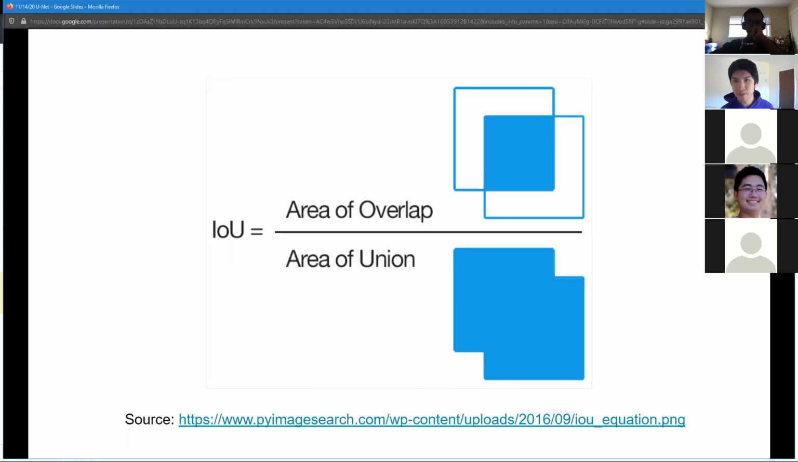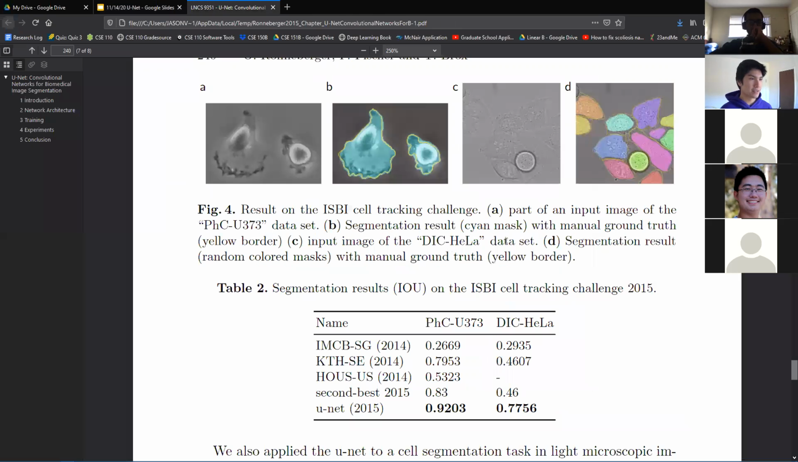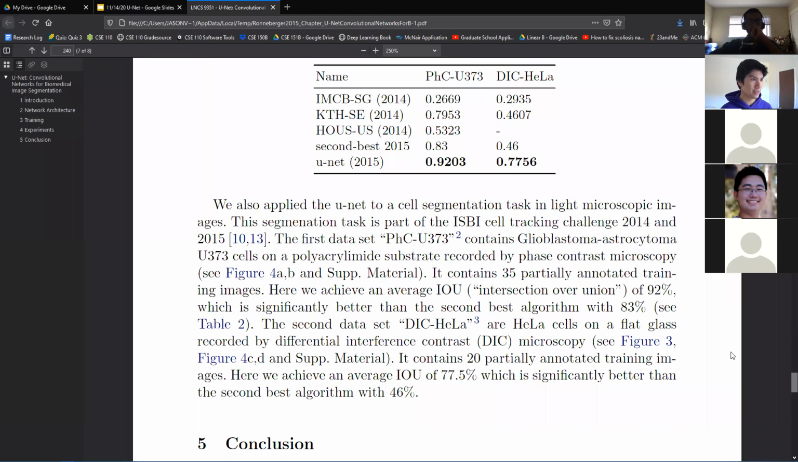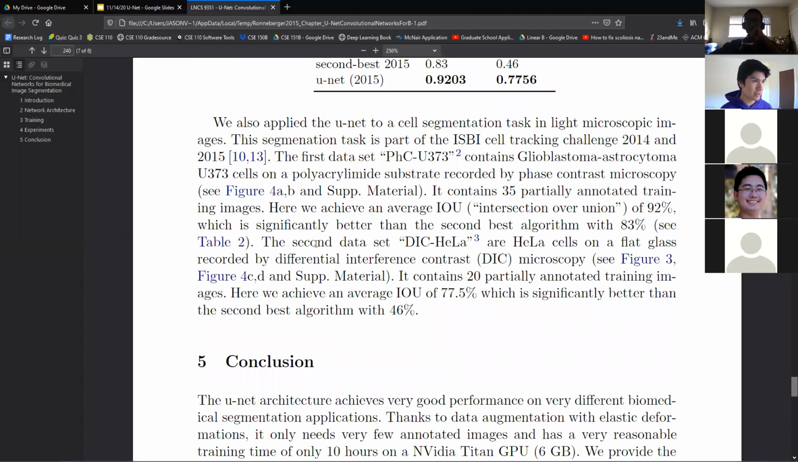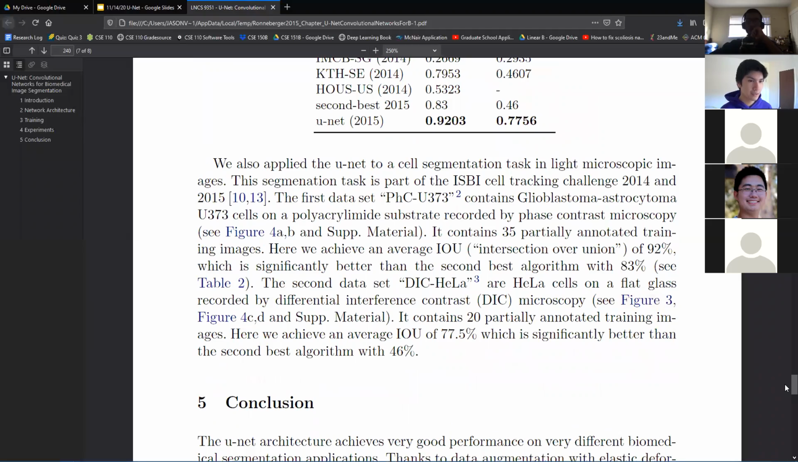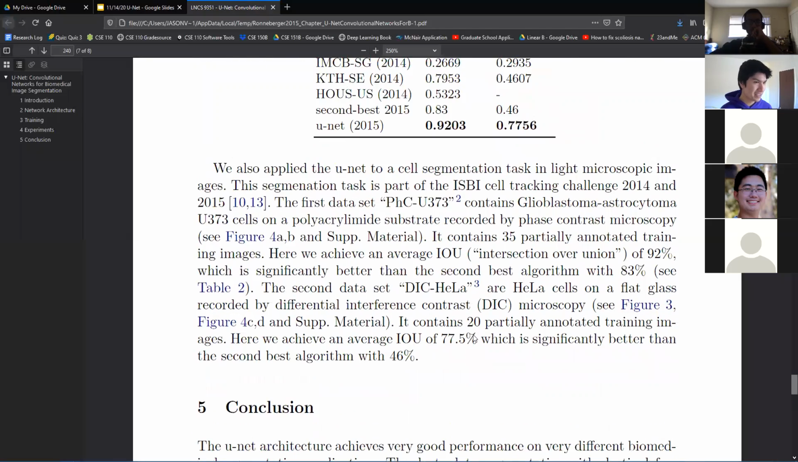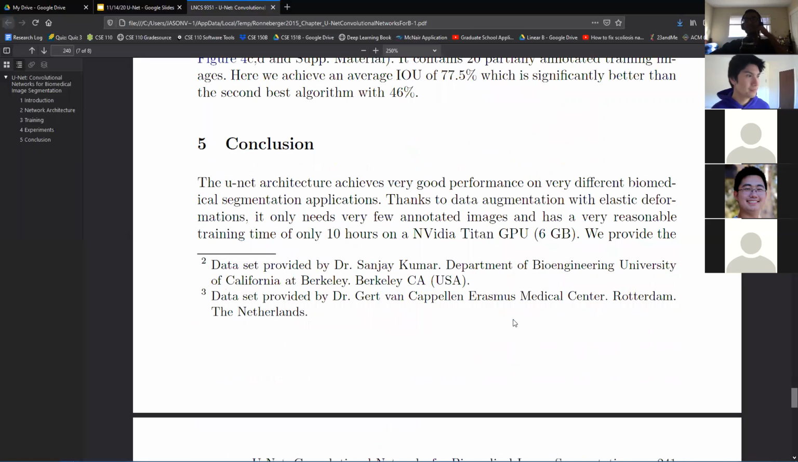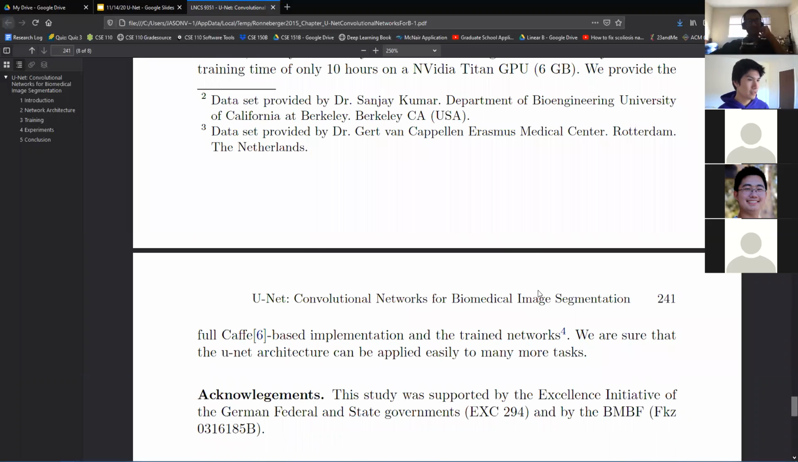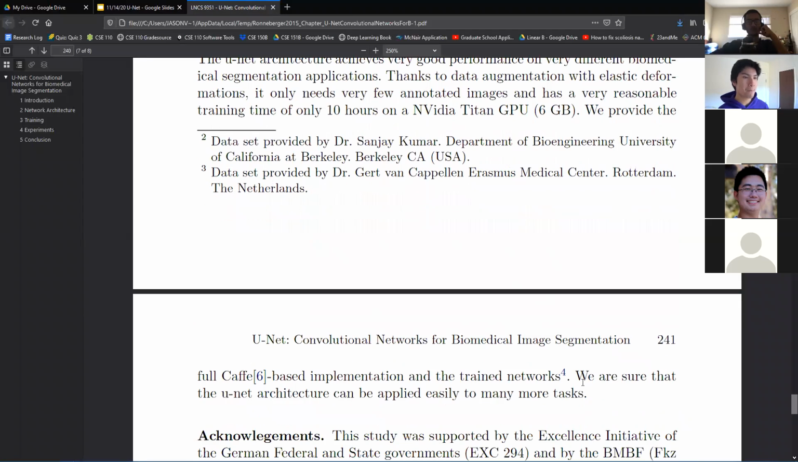Question from Edward, was UNet tested on any other data sets? I believe it was only tested on, let's see. I think they only used the 2 from the competition, I want to say. Yeah, I think you're right. And in their conclusion, they said they think this can be applied to many other tasks. So sort of speculative, but yeah.